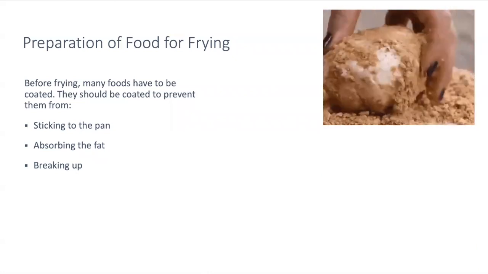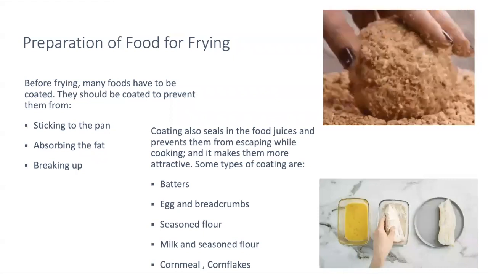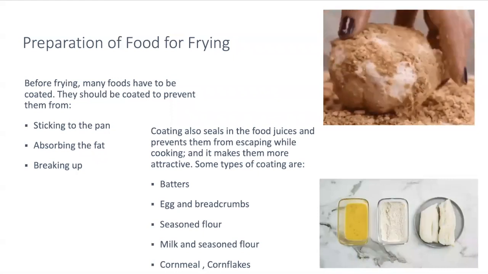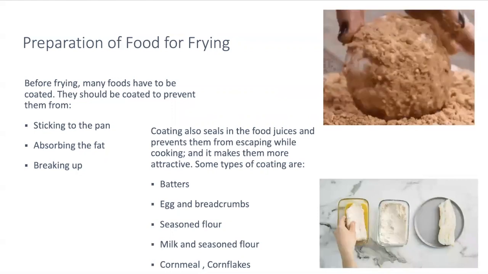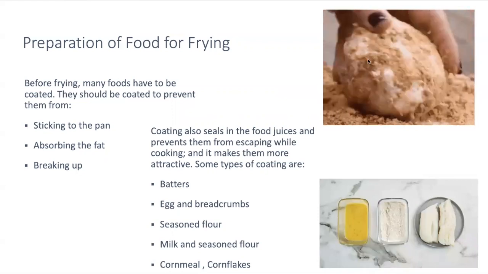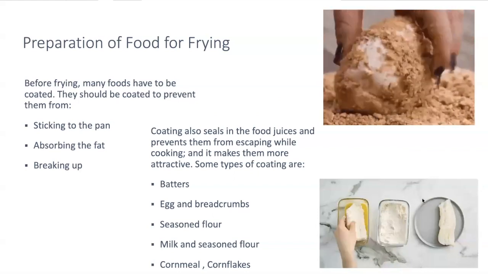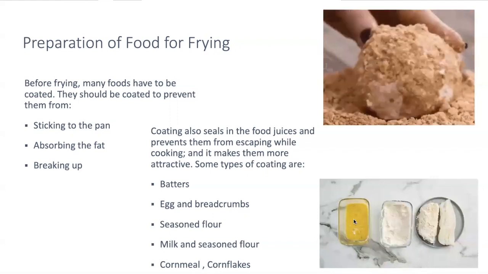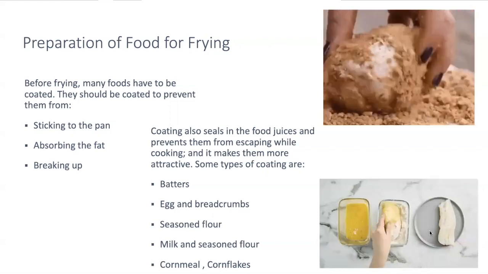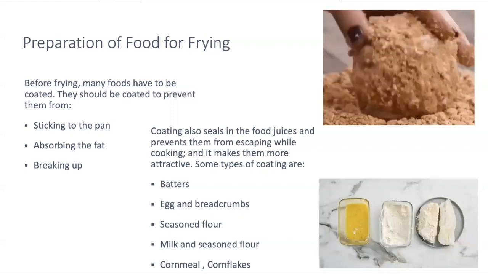So we have coating, right? So coating also seasons the food and keeps the juices from escaping while cooking, and it makes it more attractive. So we have some different types of coating. And if you look at my photo, you see we're coating in breadcrumbs. The photo below, we're doing egg, and then we do the seasoned flour, and then we coat, right? So you use the liquid and then the dry, and then you fry.